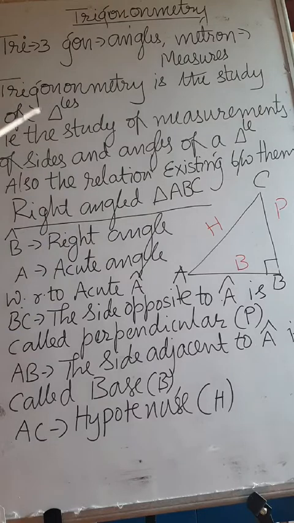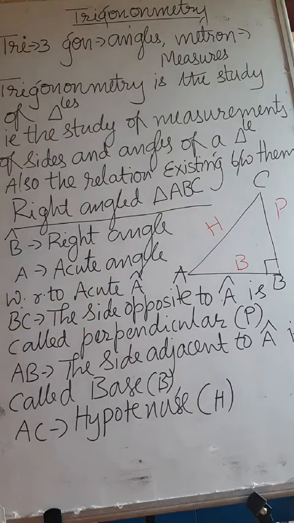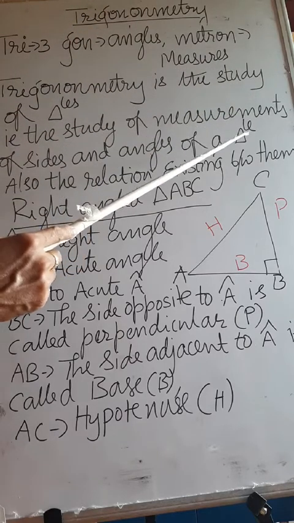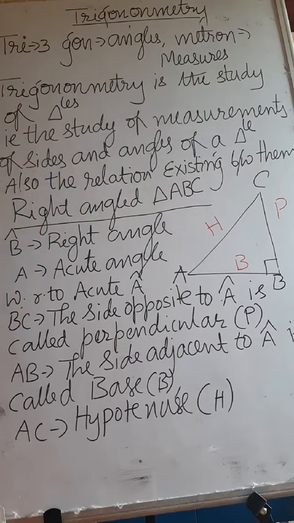Not only is it the study of sides and angles, but also the study of the relation existing between sides and angles. Therefore, trigonometry is the study of measurements of sides and angles of a triangle, and also the relation existing between sides and angles. This is the basic definition of trigonometry.